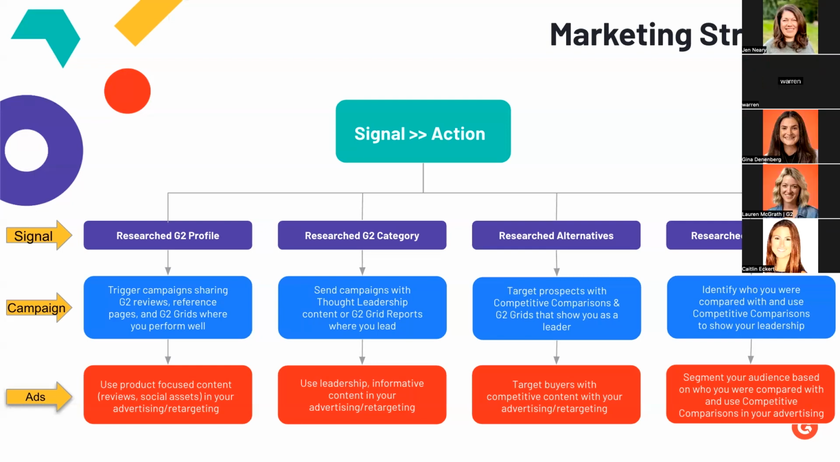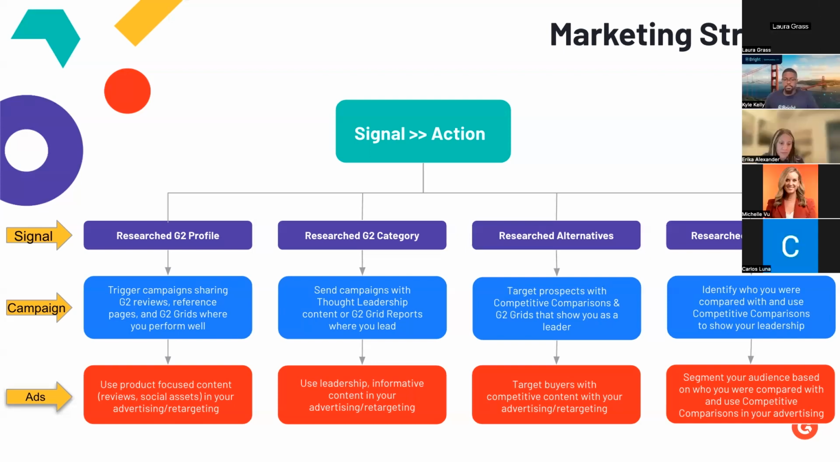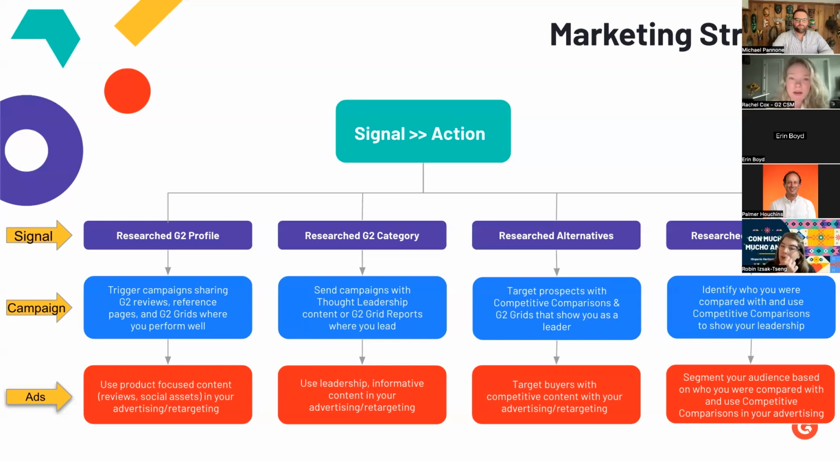So what I'm going to do as a marketer is trigger a campaign sharing my G2 reviews, my reference pages, or maybe my licensed G2 grid report that showcases where my company really shines. And then I'm going to use my product focused content containing G2 reviews and report data points in my ads and retargeting efforts. Pairing that G2 content with the G2 intent really creates that 1-2 punch, because these buyers are already perusing G2 to do their research. We know they trust G2, so it makes sense to target them with that G2 content.